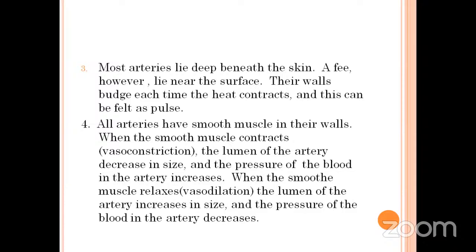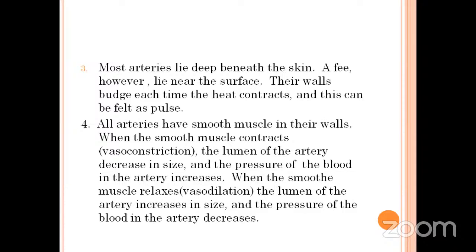When the smooth muscle contracts, the lumen of the artery decreases in size, so it gets smaller, and the pressure of the blood in the artery increases. Let me go over that again. When the smooth muscle contracts, or you call it vasoconstriction, the lumen of the artery decreases in size. So the hole that the blood flows through gets smaller, and then the pressure rises.